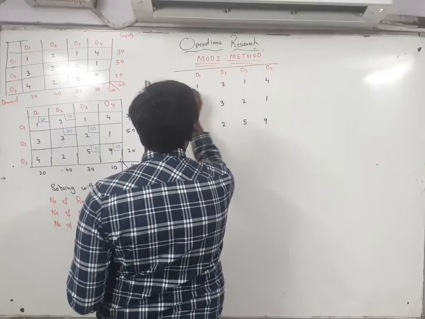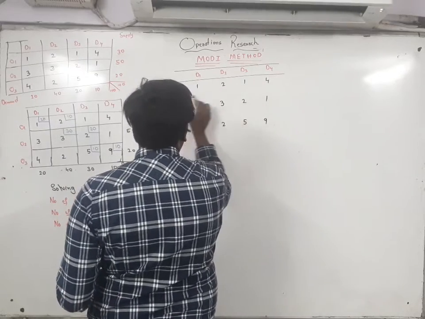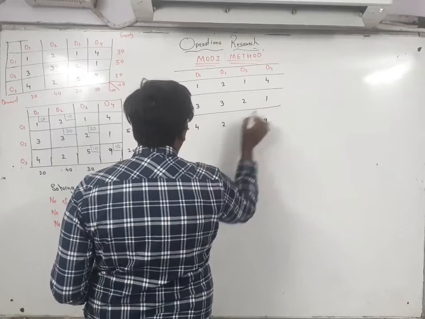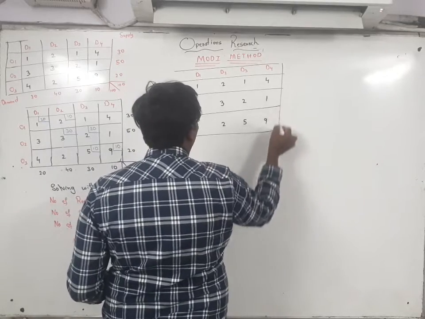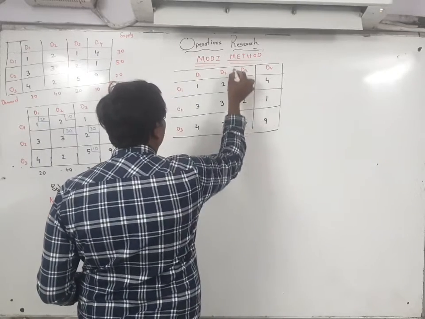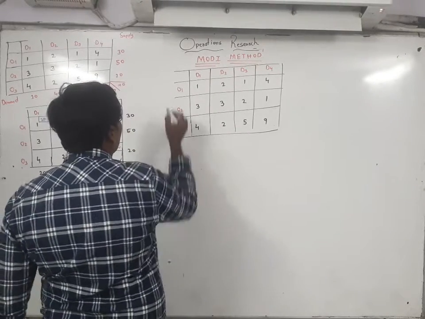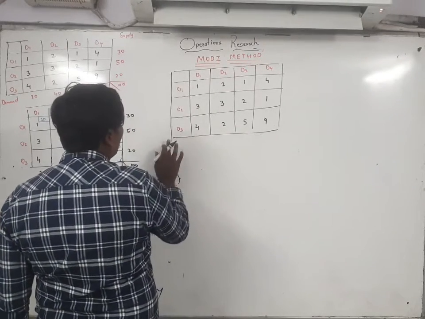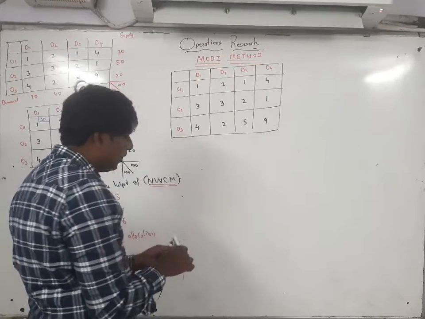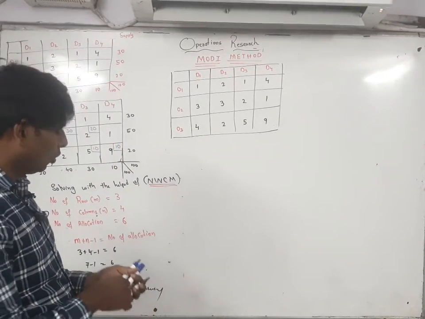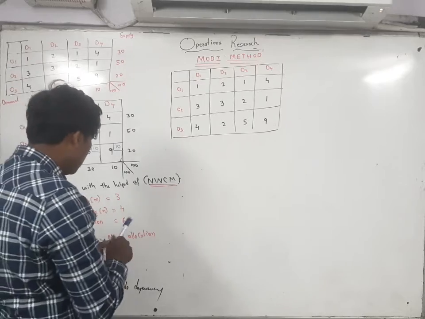As you can see here, first you have to draw the boxes: D4, D3, D2, D1, and O1, O2, like this here. And wherever the allocations are, first you have to locate the allocations.